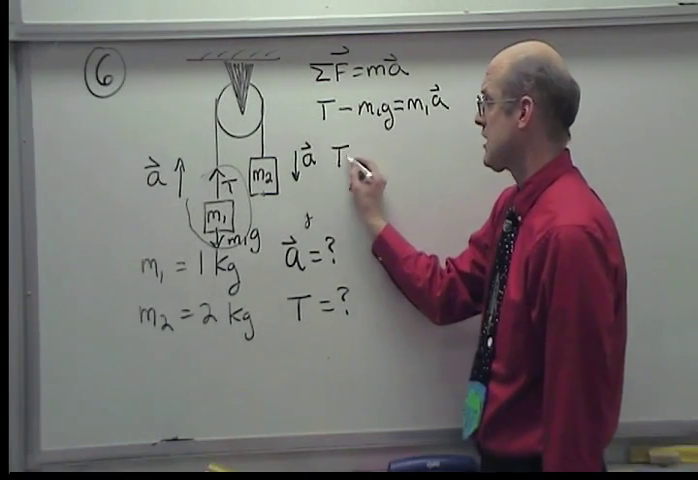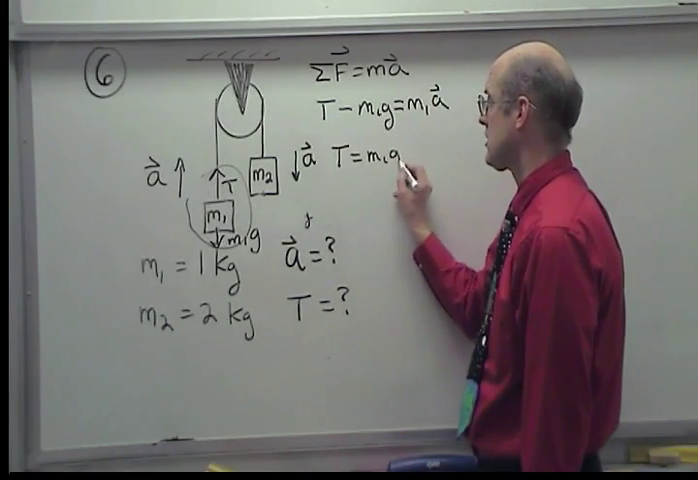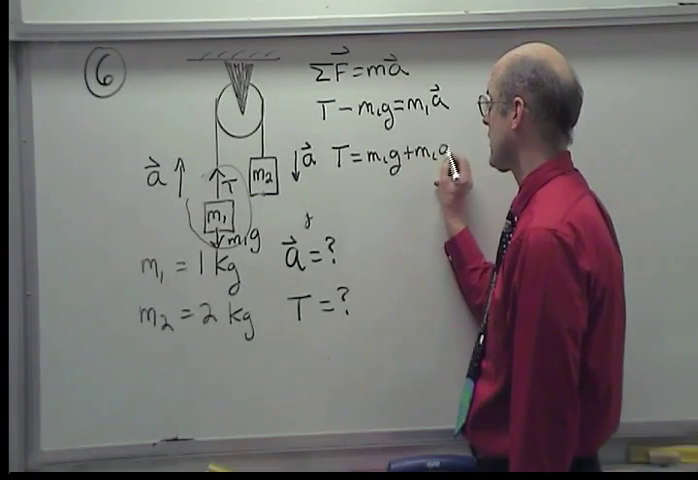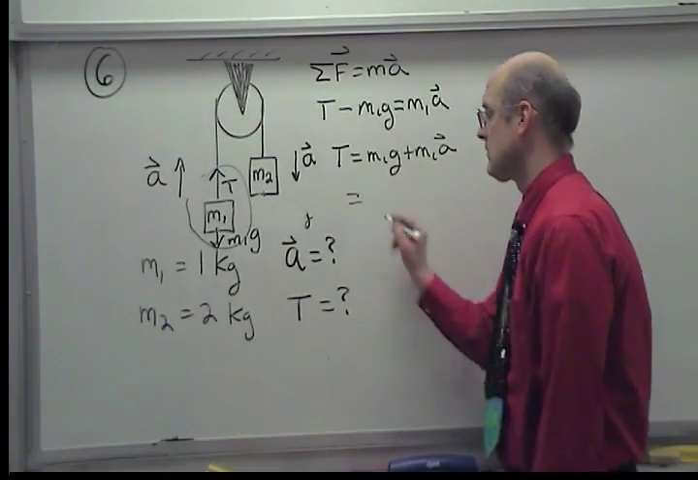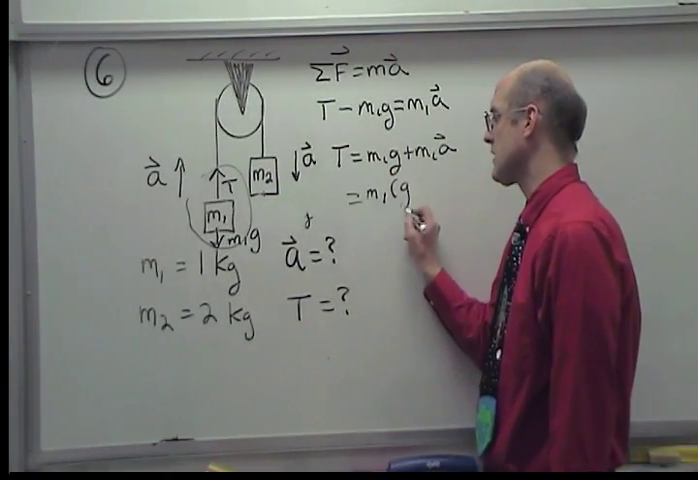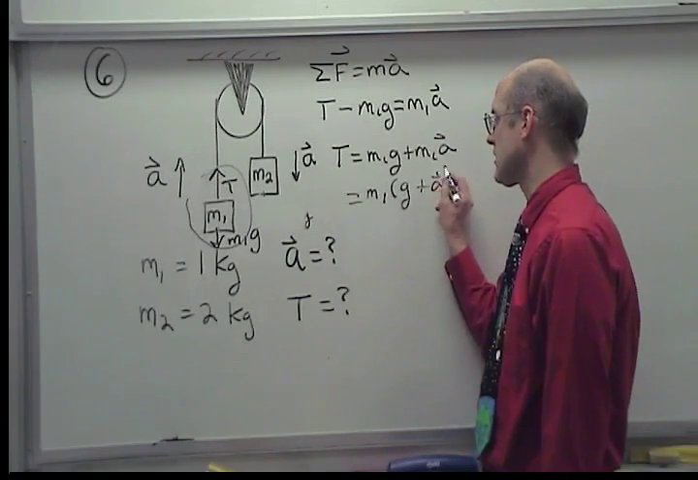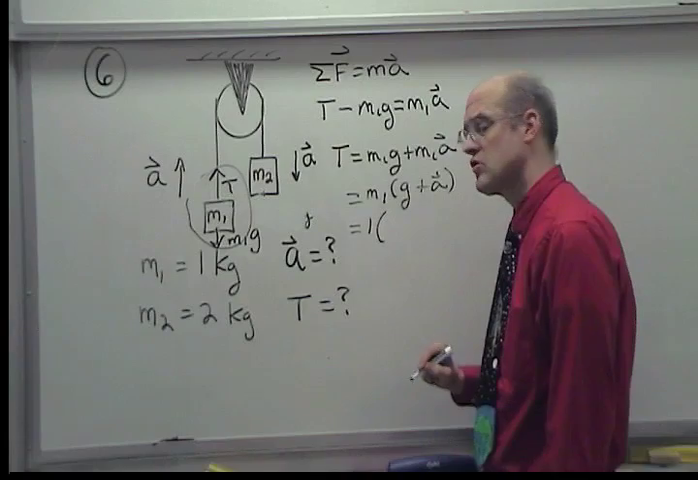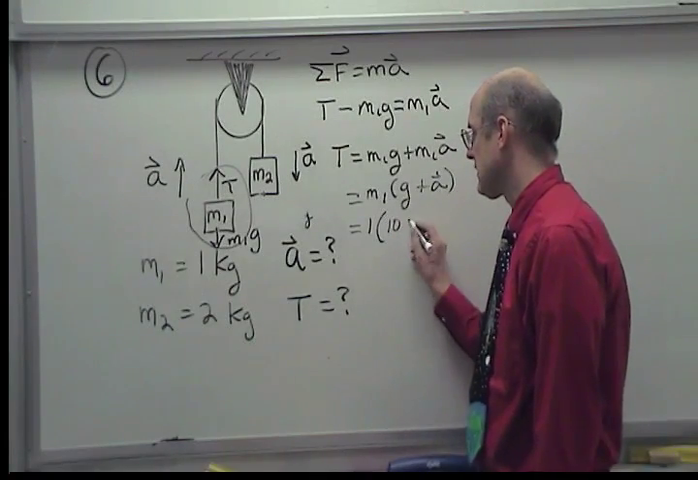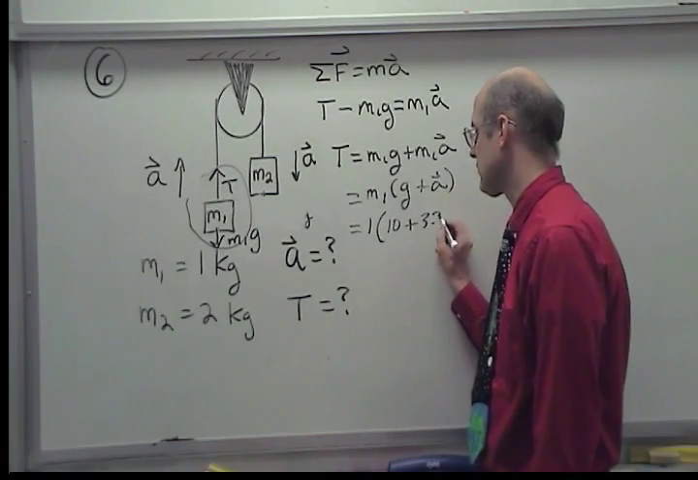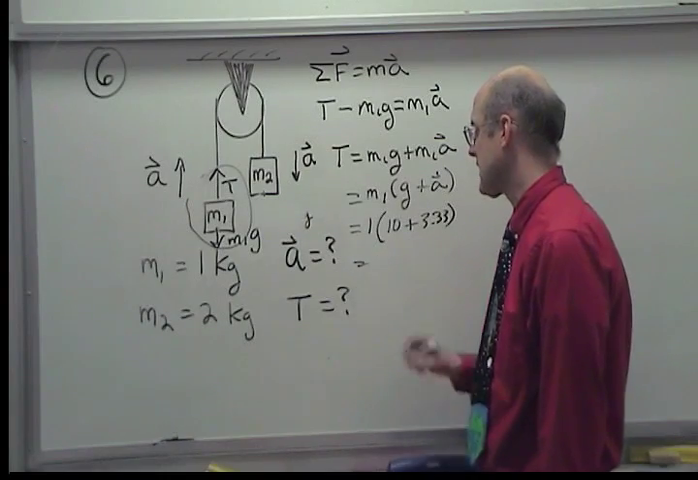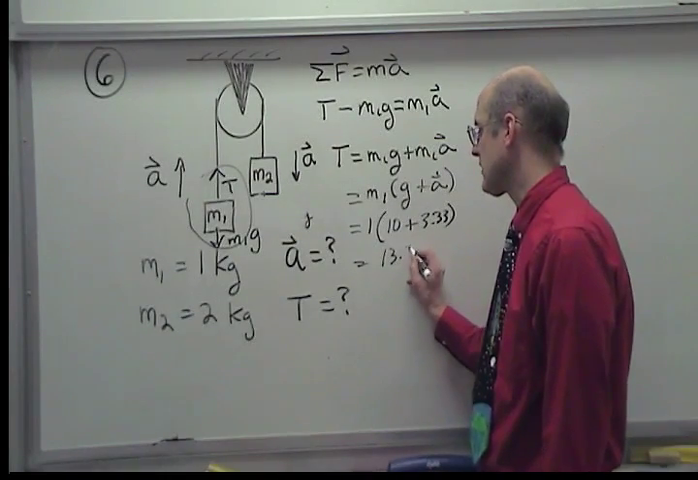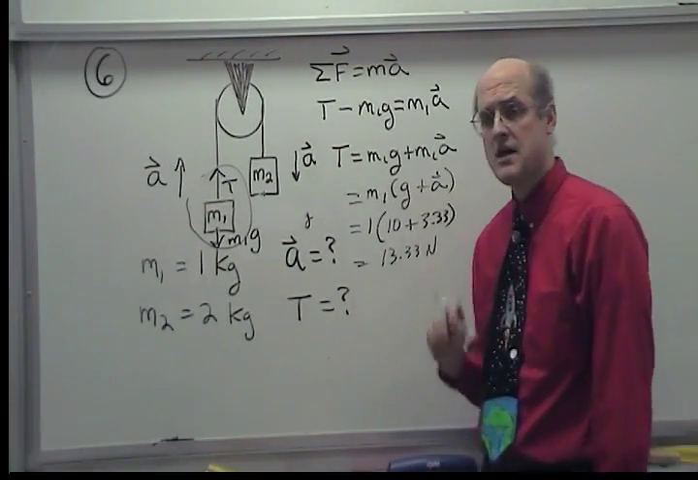So solving for tension, we get M1G plus M1A, or M1 times the quantity, G plus acceleration. Mass 1 is 1, the acceleration due to gravity is 10, the acceleration is 3.33, so we get here 13.33 newtons is the tension in the string.